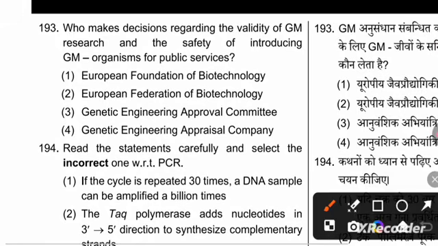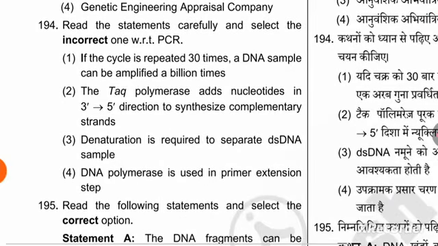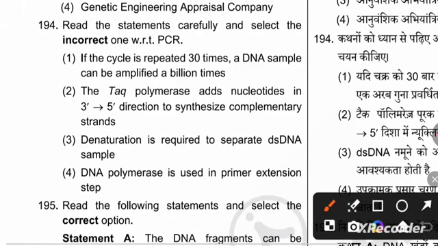Question 193. Who makes decisions regarding the validity of GM research and the safety of introducing GM organisms for public service? The one who gives the decision for the validity is the Genetic Engineering Approval Committee. 194th question. Read the statements carefully and select the incorrect one with respect to PCR. If a cycle is repeated 30 times, the DNA sample can be amplified a million times. This is the correct statement.